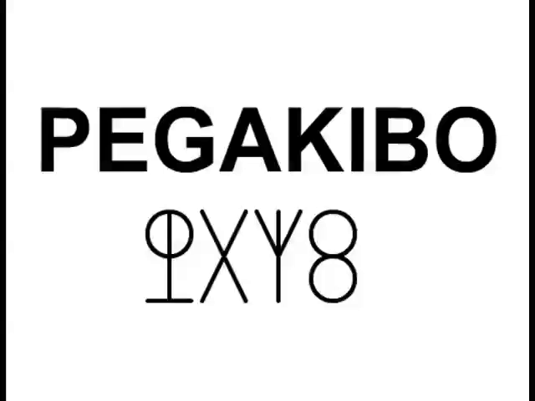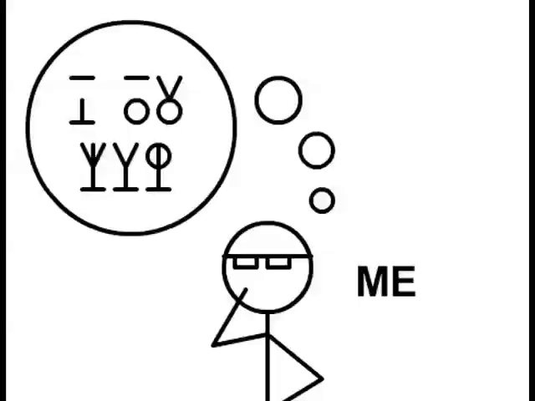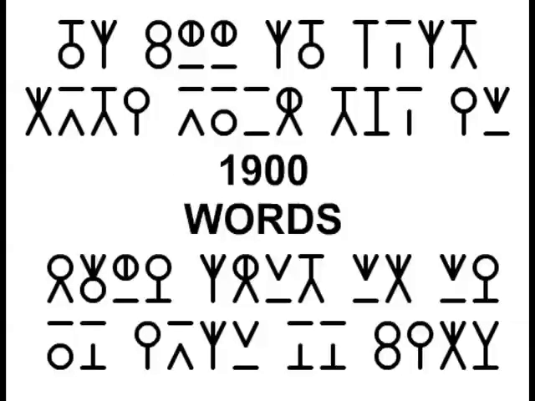Pegakibo is a constructed language I made for personal use. I intend to use it only by myself, but I am more than happy to share the language. The language features a simple grammar, a simple phonology, and a dictionary of over 1900 words.